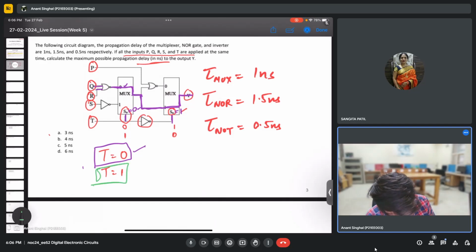Similarly, we can make the path for T equals 1 with the green ink. So when T equals 1, S0 for this particular mux will be 0. Since it is 1, now this path will be followed. It has started from this one.